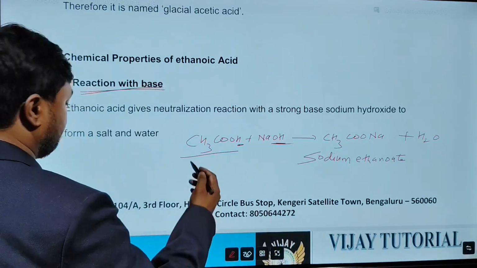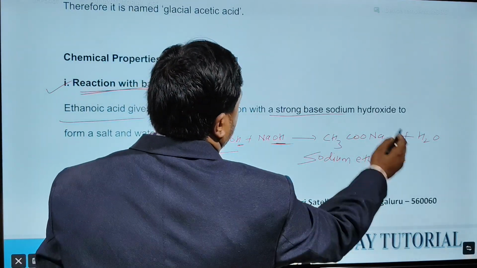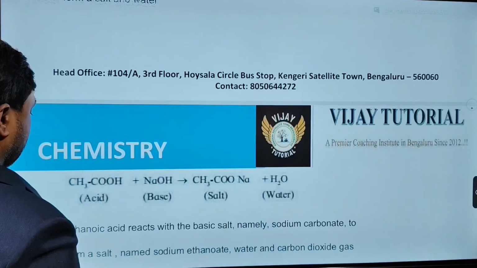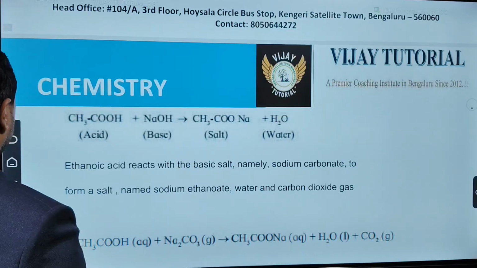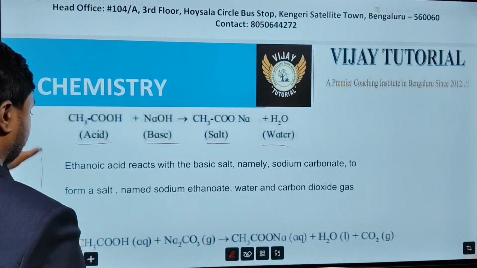Yes or no? Please make a note of this. Ethanoic acid gives a neutralization reaction with a strong base, sodium hydroxide, to form salt and water. Here you can see the equation also written. Acid plus base gives you salt and water.